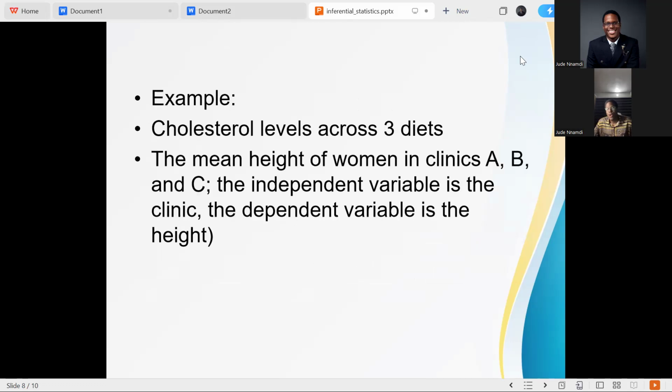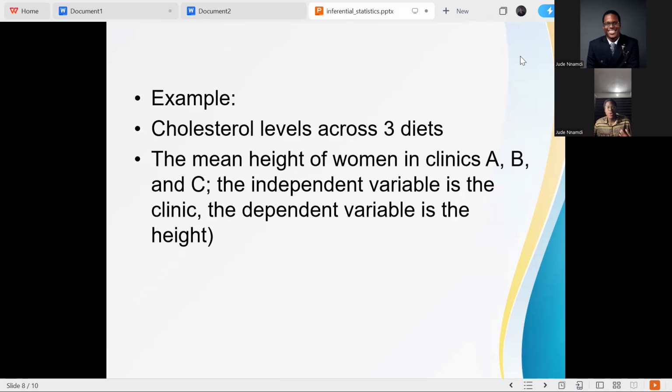For example, you want to measure cholesterol levels across 3 diets. Cholesterol level here is the dependent variable because it changes based on the diet. The diet is the independent variable. So these are 3 groups, 3 different diets. You cannot use the t-test for this. You have to use ANOVA because there are 3 different groups here.